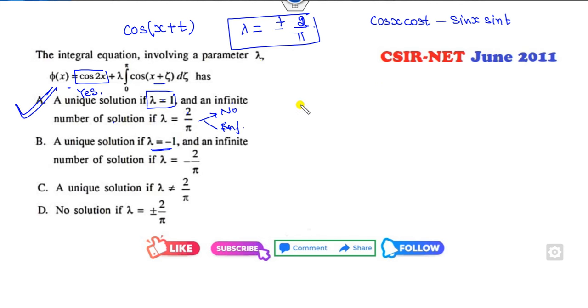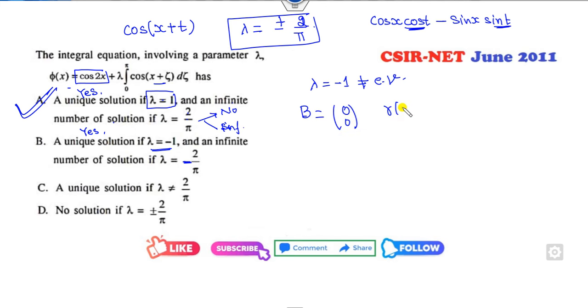Unique solution when lambda is minus 1, because minus 1 is not equal to the eigenvalue. So this option is correct. When lambda is equal to minus 2 over pi, does it satisfy B? Whenever it's minus 2 over pi, what is my B? B is the integral of f(x) into k(t), which is 0.